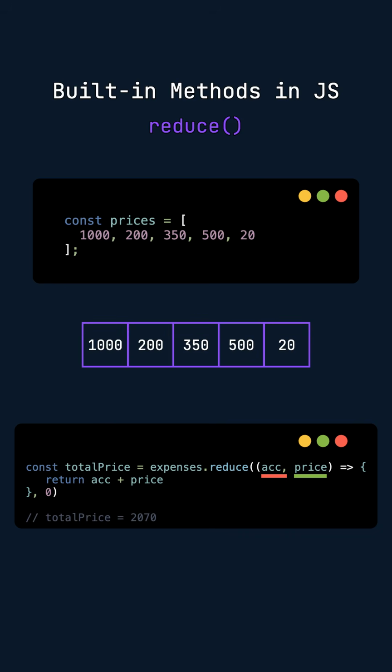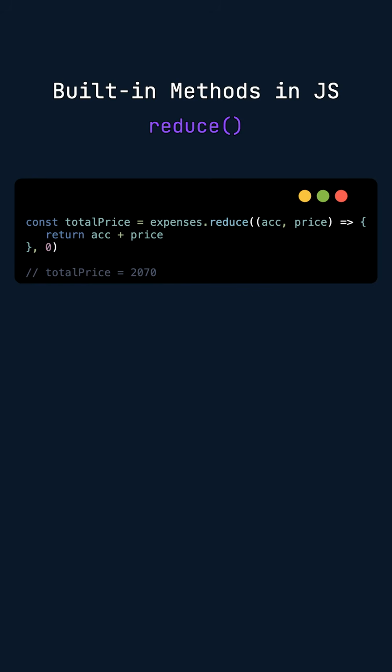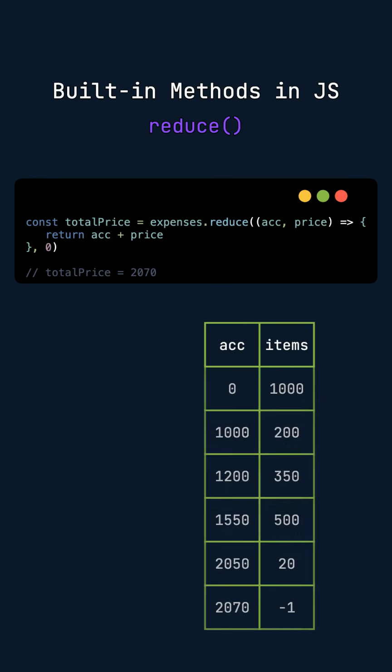Now, let's take a deep dive into how this works. At the first iteration, the accumulator contains the initial value, in our case 0. And then after each iteration, the accumulator will contain the returned value. Finally, when there are no more items to loop through, the accumulator holds the value returned from the last iteration.